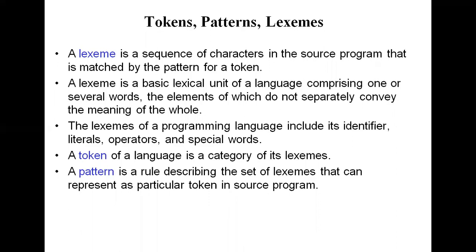Position is a lexeme, is equal to is a lexeme, initial is a lexeme. That means we are writing individual lexemes here, not in a linear algebraic format: position, is equal to, initial, plus, rate, into, 60. All these are the lexemes that we take from the given source program. We are not calling them characters, we are naming them lexemes, identifying the lexeme, recognizing what type of token it is by using the patterns, and by implementing the rules, giving the meaning of that particular token.